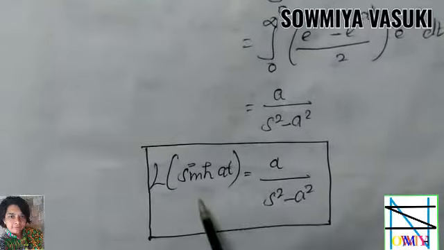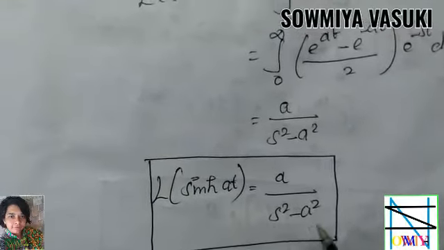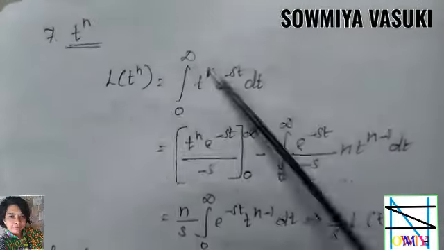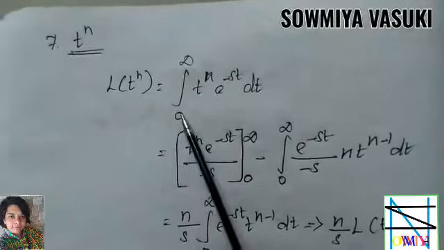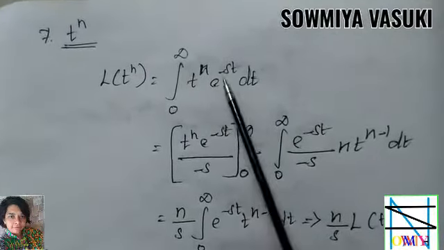So L of sinh at is equal to a divided by s squared minus a squared. This is the hyperbolic sine function. Now, L of t^n is equal to the integral from 0 to infinity of t^n e^(-st) dt.